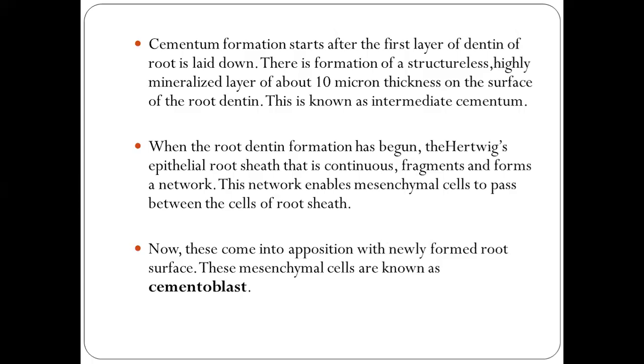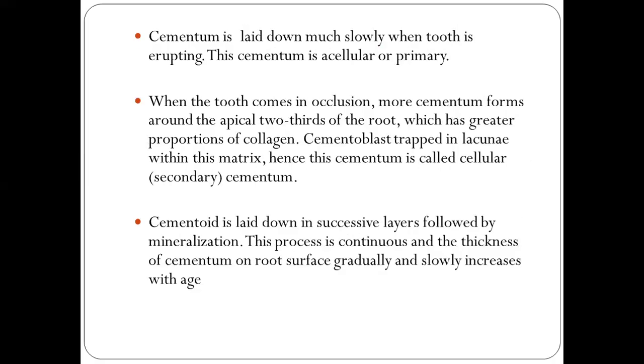Cementum formation starts after the first layer of dentin of the root is laid down. There is formation of a structureless, highly mineralized layer of about 10 micrometers thickness on the surface of root dentin. This is known as intermediate cementum. When root dentin formation begins, the Hertwig epithelial root sheath, which is continuous, fragments and forms a network. This network enables mesenchymal cells to pass between the cells of the root sheath. Now these come into apposition with the newly formed root surface. These mesenchymal cells are known as cementoblasts.